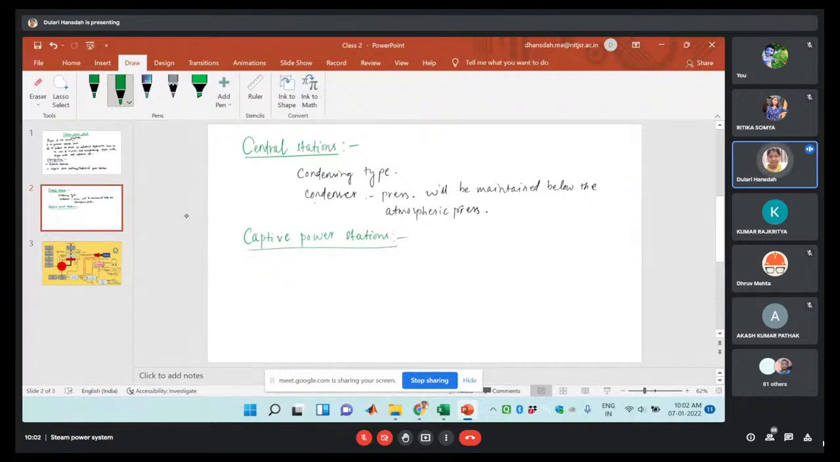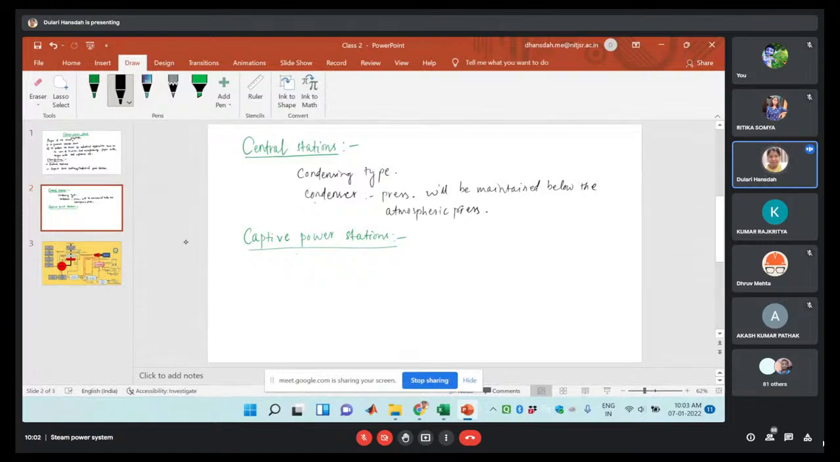So captive power station means the industrial power stations. Industrial power station means steam will be available for different applications. Like in your textile industry, food manufacturers, paper mills, sugar mill industry, and refineries, they will have the captive power stations.